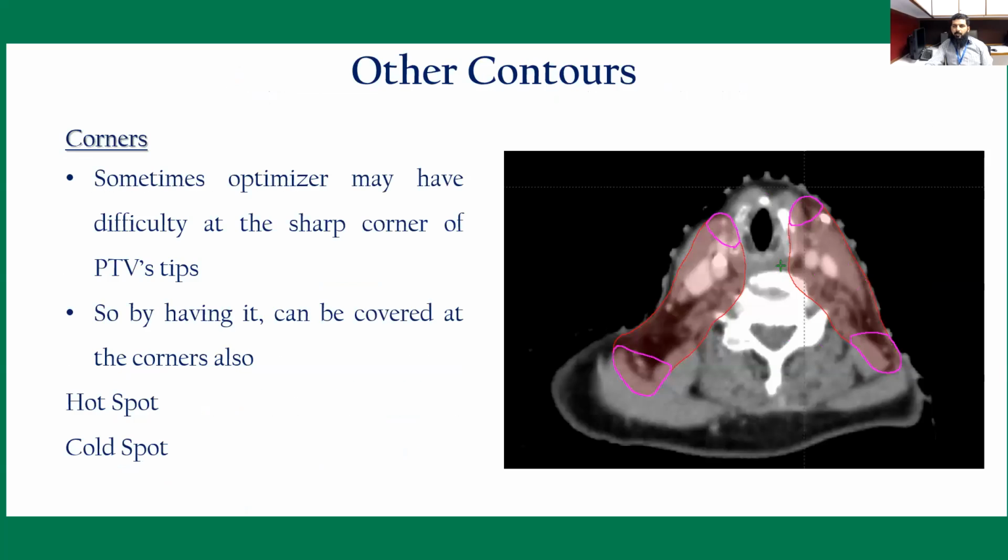Sometimes we introduce corners. Again, like the edges, if we have very high constraints for the OARs and we are missing coverage of the PTV, we have to introduce corners at the end of the PTV, as you can see in the picture with the magenta color. We have to introduce a priority for that, and they will cover the PTV so that we can have better coverage. Also, among the other contours, we can use hotspot structures or cold spot structures for the optimizations.